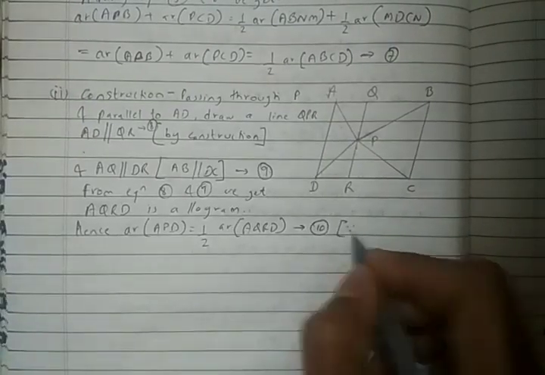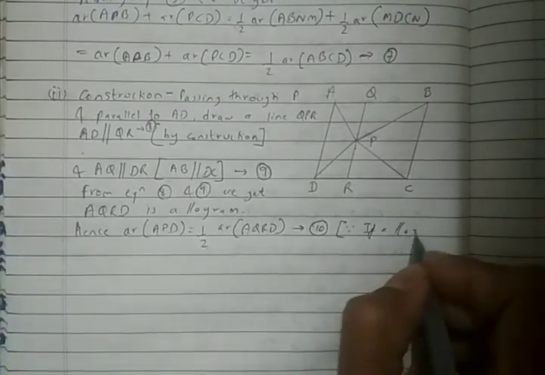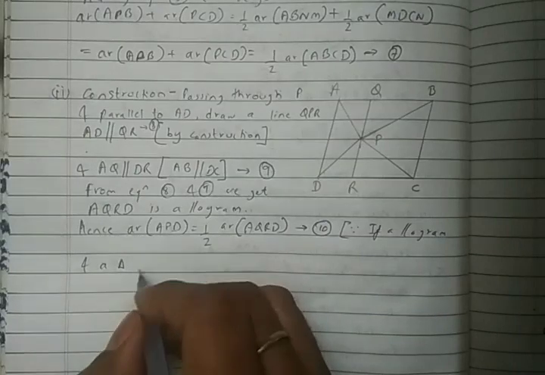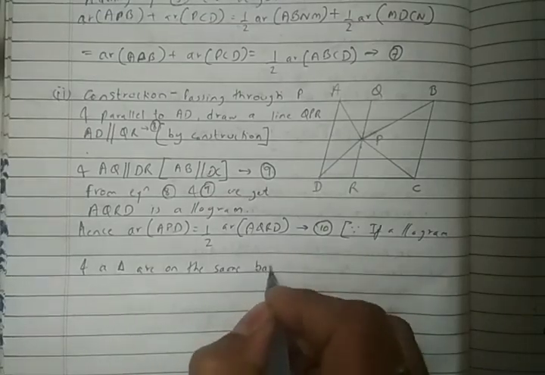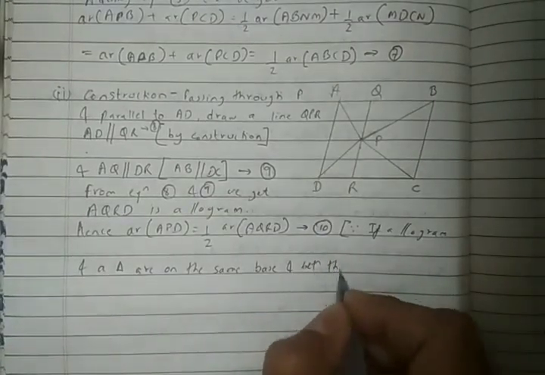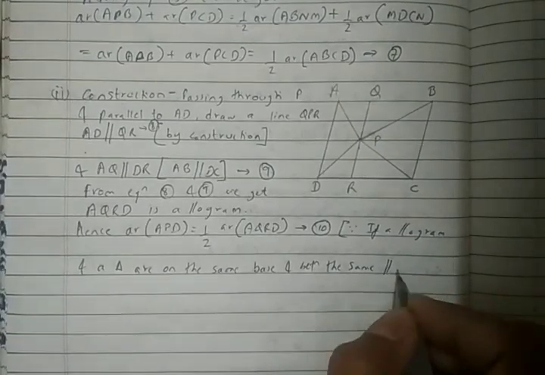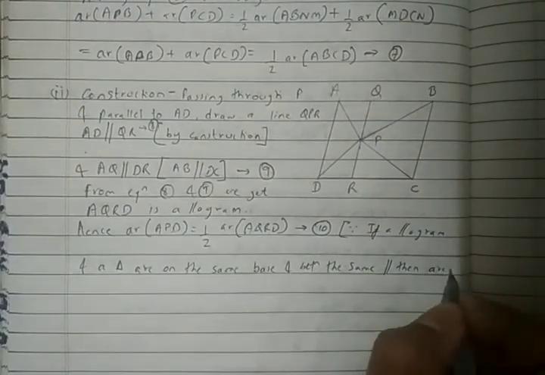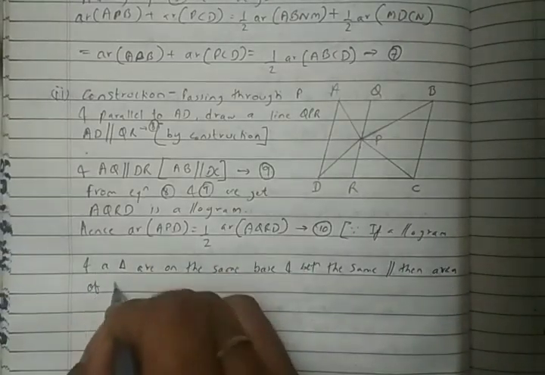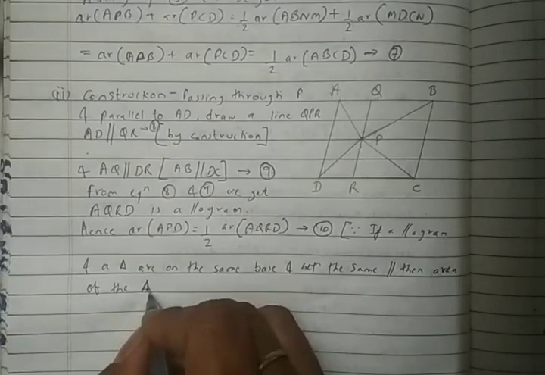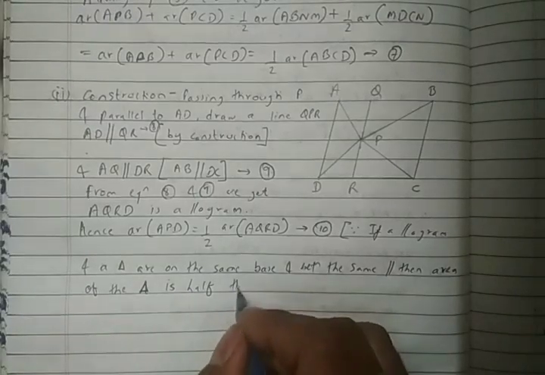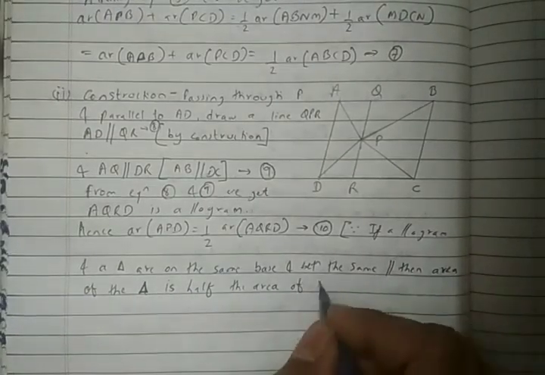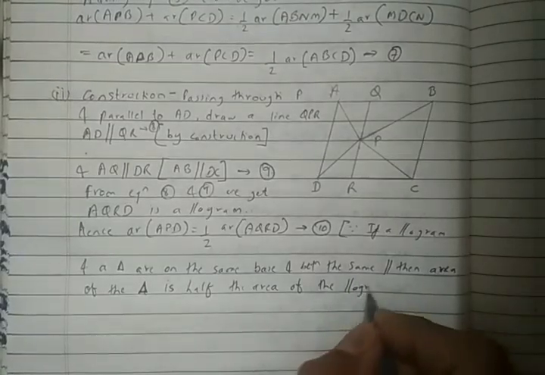We'll write the reason: because if a parallelogram and a triangle are on the same base and between the same parallels, then area of the triangle is half the area of the parallelogram.